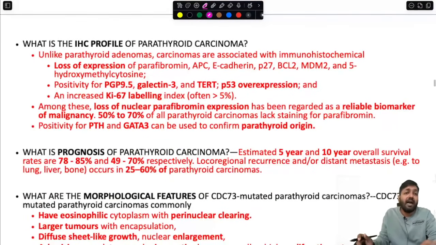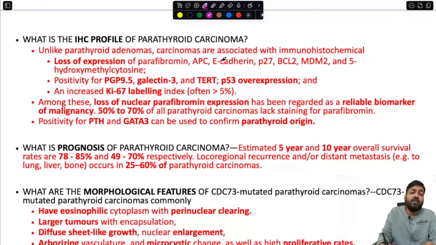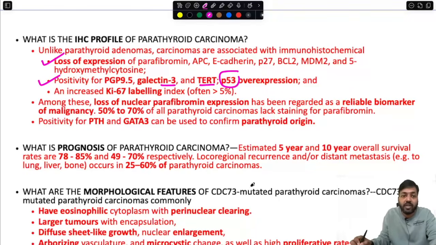So what is the IHC profile of parathyroid carcinoma? Unlike parathyroid adenomas, carcinomas are associated with immunohistochemical loss of expression of parafibromin, APC, E-cadherin, P27, BCL2, MDM2 and 5-hydroxymethylcytosine. Carcinomas, in comparison to adenomas, will show positivity for PGP 9.5, galectin 3 and TERT, as well as P53 overexpression, and an increased Ki67 labeling index, often more than 5%.